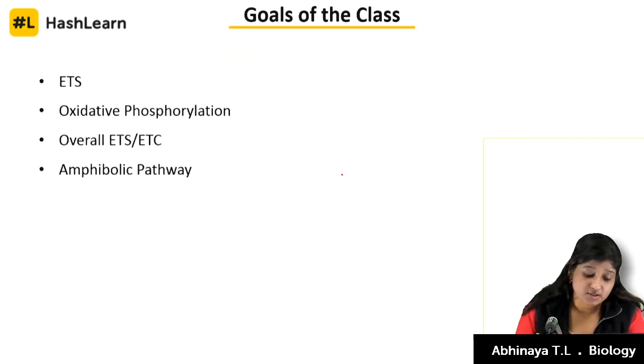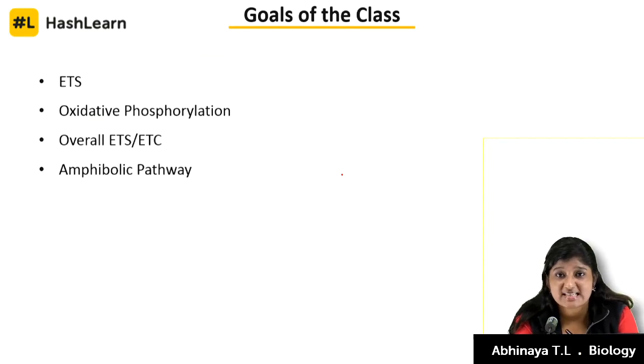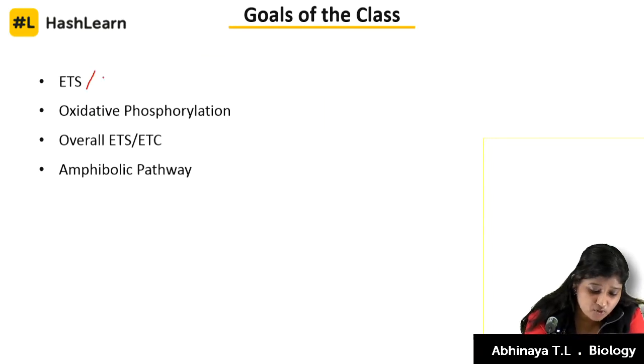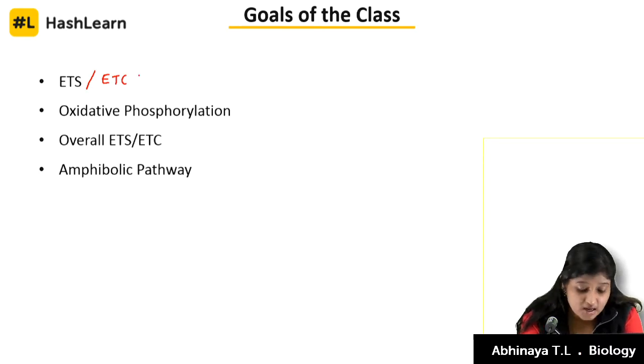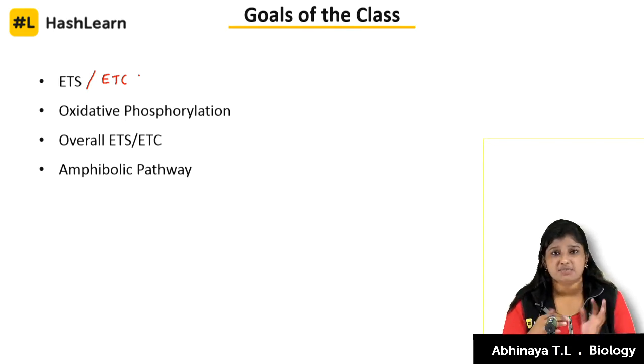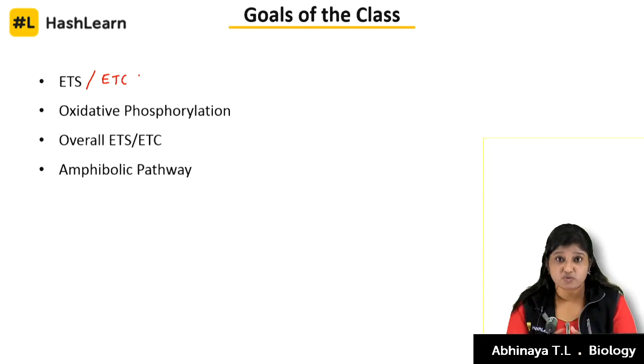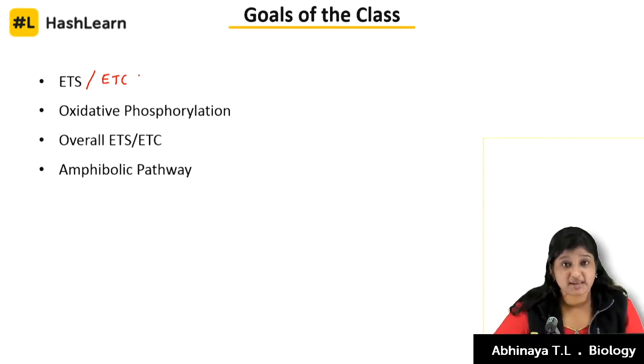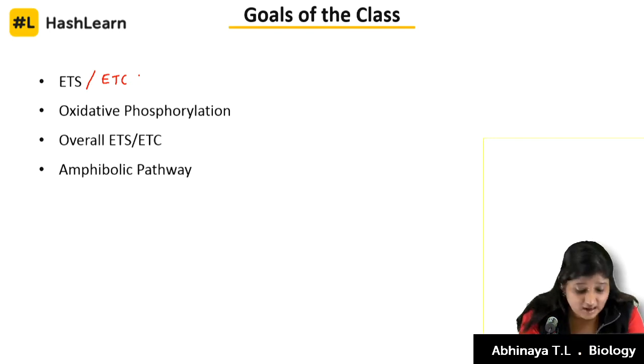So, as we started off, we will study today ETS, or you can also call it ETC, electron transport chain or system. We are going to study oxidative phosphorylation. In my previous class, I talked about substrate level phosphorylation. Now, interestingly, we are going to study oxidative phosphorylation. What is that? Keep tuned with me. We'll study it as we keep discussing the core concepts of this class.